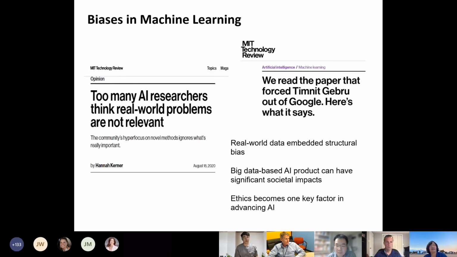And the second thing which is causing us to take this approach is that everybody actually knows there's potential bias in machine learning, where we cannot ensure the embedded bias in real-world data is handled correctly, and big-data-based AI products can have significant societal impacts. Then if you take ethical considerations into account, you probably will want to take an approach which is more open, which is more domain-expert engaged.